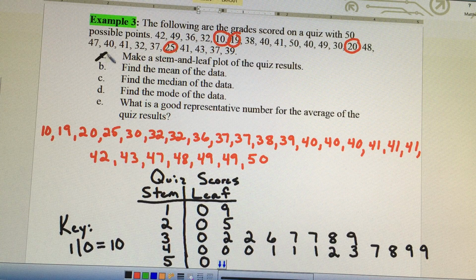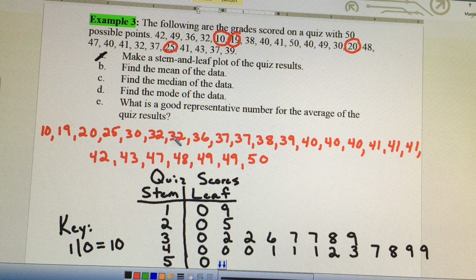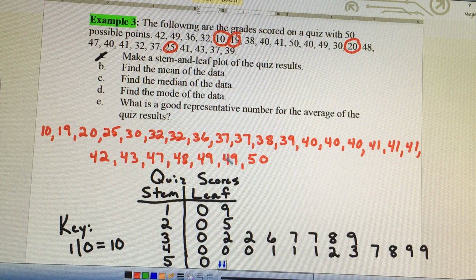And that takes care of part A. To find the mean, I want you to add all of those numbers up, and then you're going to divide by the total number of students that were in the class, the total number of quizzes that got graded. Right? So go ahead, and I want you to add all of these numbers up.